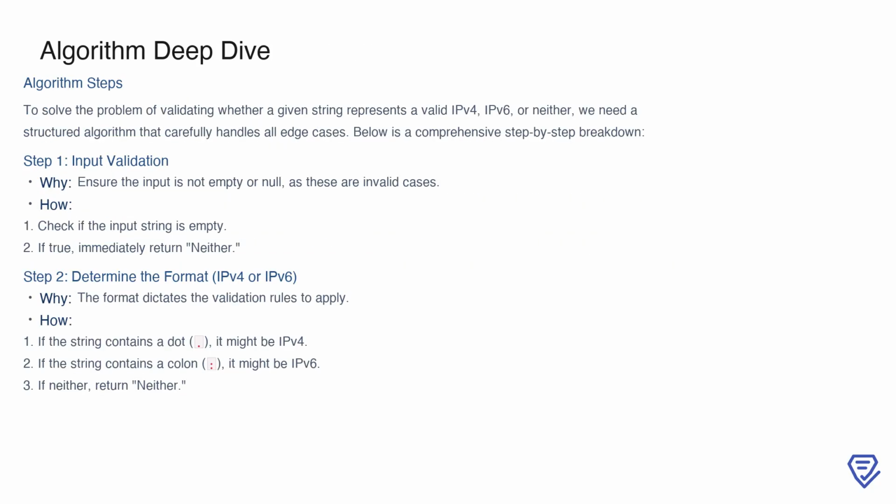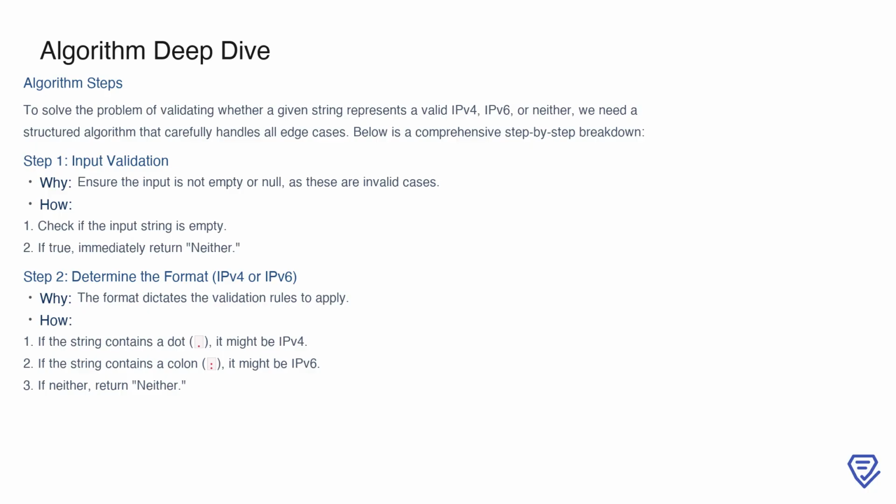To determine whether a given string is a valid IPv4 or IPv6 address, or neither, we need a systematic approach that accounts for all potential edge cases. The first step is input validation. This step ensures that the input string is neither empty nor null, as these are immediately considered invalid. If the input string is empty, we simply return neither without further checks.